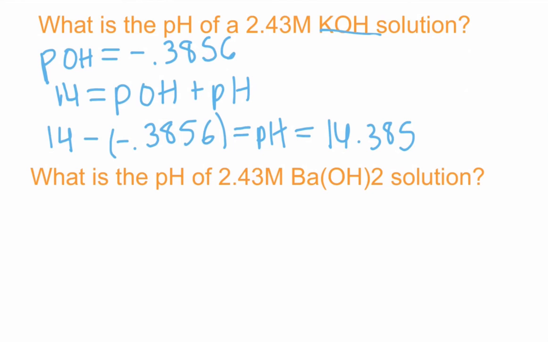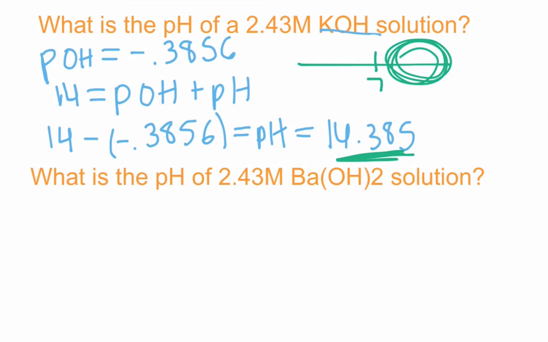I'm going to get rid of this so we have more room, and this should make sense. Remember, on that scale, 7 is neutral. Anything greater than 7 is going to be basic, which means we have a super basic solution here, which makes sense because we have a strong base. And on this side, this would be super acidic because it's less than 7. So just think about the scale, and after you get your answer, think: does this make sense?